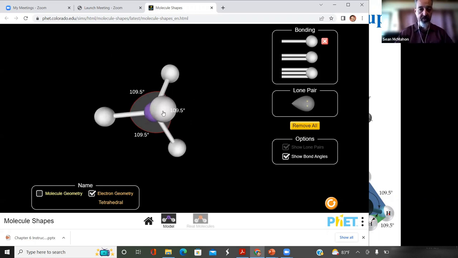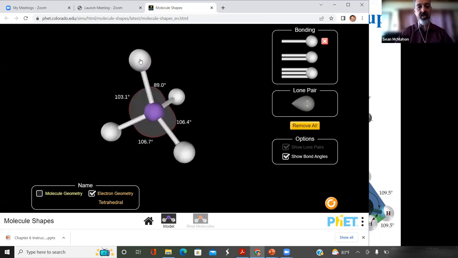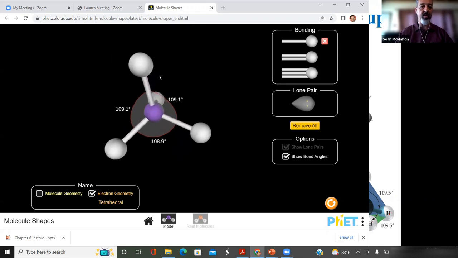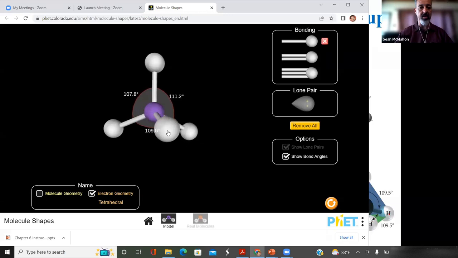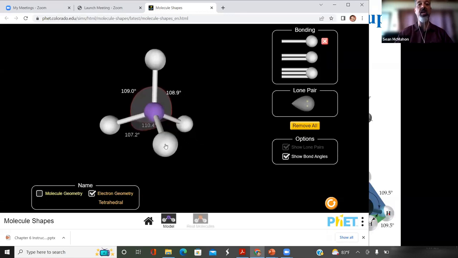We see 109.5. And man, this is such a good simulation right here. I can twirl this around and I can actually really see that tetrahedron, okay? So this is a really nice tool for you guys, and I hope it helps you out, okay?